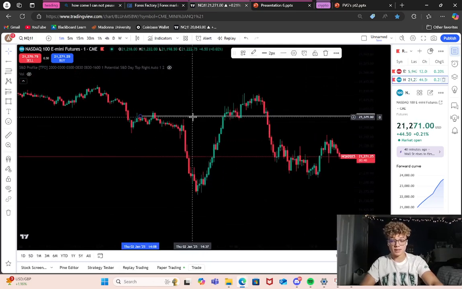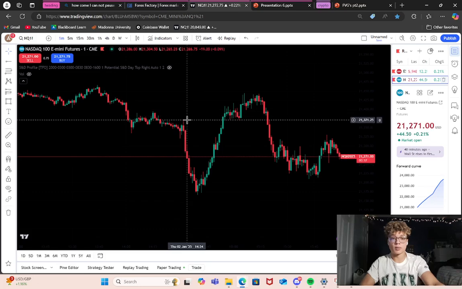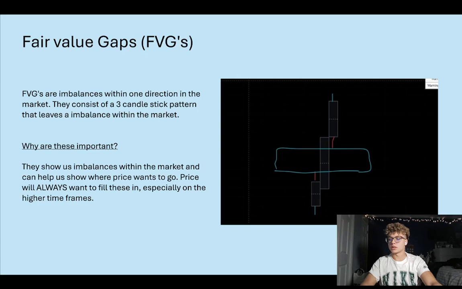But like I said, higher time frame, higher power. A 1 hour break of structure will forever and always be stronger than a 1 minute break of structure. So the last thing we went over was fair value gaps. So we had two parts of this.